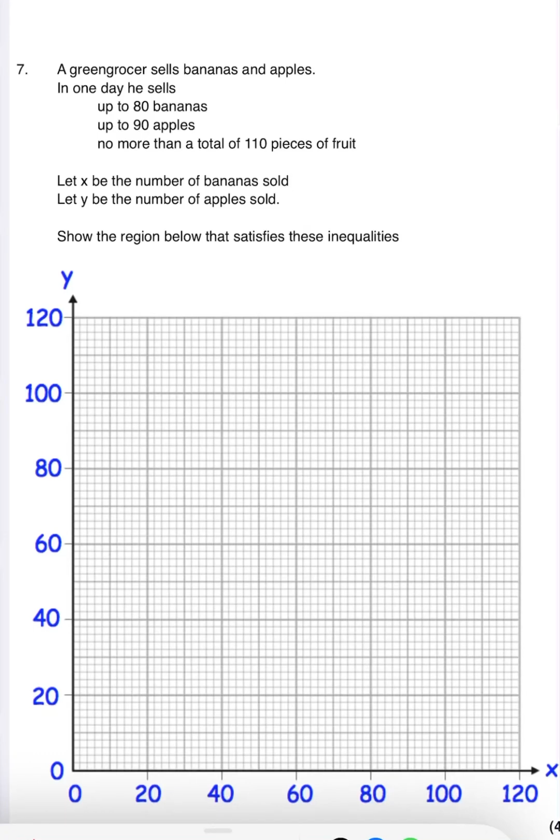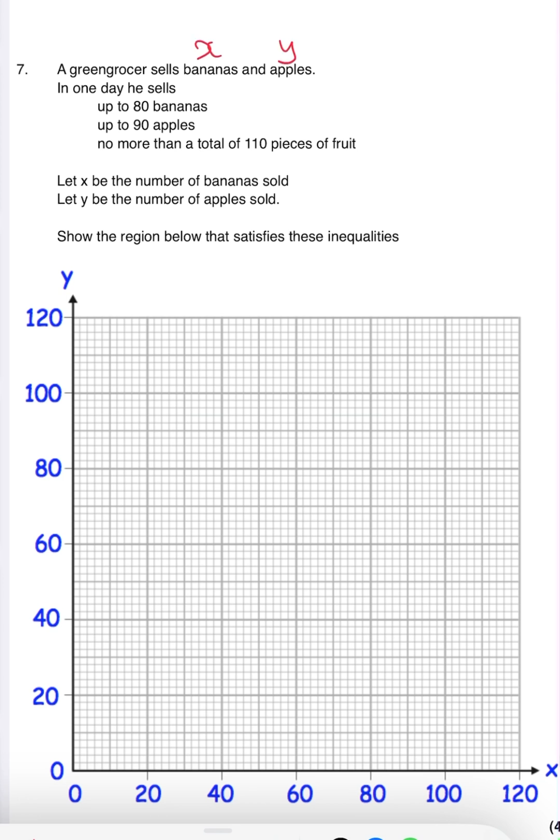Here we have a graphical inequalities question involving a word-based question for GCSE, and you have to construct your own inequalities statements from the words they're given you. It says a greengrocer sells bananas and apples. In one day he sells up to 80 bananas, up to 90 apples, and no more than a total of 110 pieces of fruit. Let X be the number of bananas and Y be the number of apples sold. So X is bananas, Y is apples.